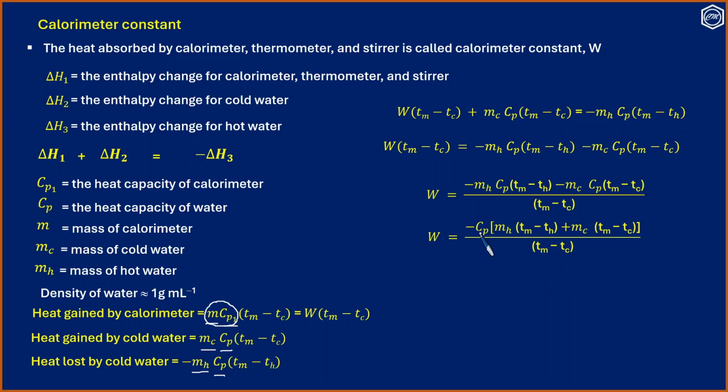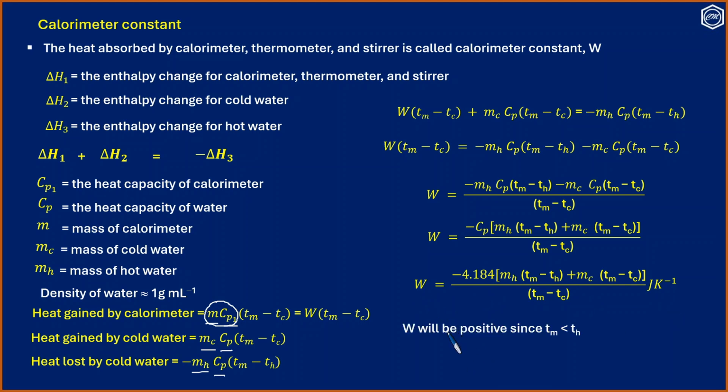The heat capacity of water, Cp, is the amount of energy needed to raise the temperature of 1 gram of water by 1 Kelvin or 1 degree Celsius. And this quantity is 4.184 joule. Therefore, we multiply this equation by 4.184 joule. We get the calorimeter constant in joule per Kelvin.